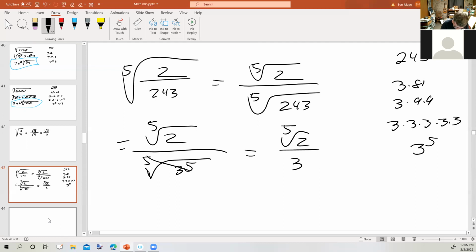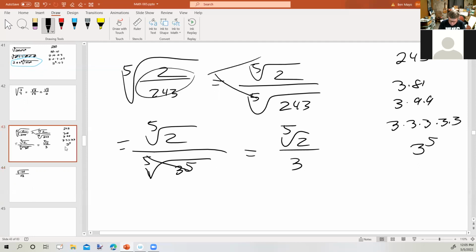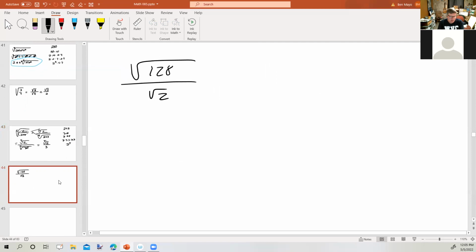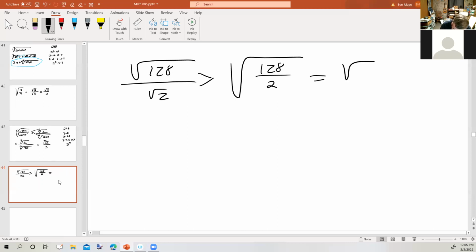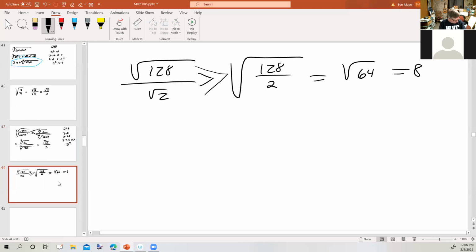How about this? The square root of 128 over the square root of 2. Well, just like we can take a fraction under a radical and split it up, if we have a fraction of two separate radicals, if they have the same index, which these do, we could put them together as a single radical. Well, then 128 over 2 is 64, and the square root of 64 is 8. So we can put them together or we can pull them apart. Okay. Questions about that one?